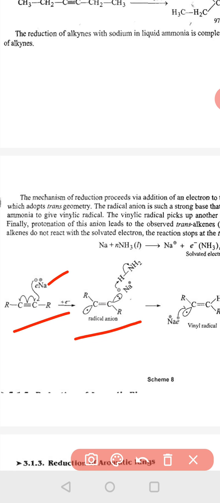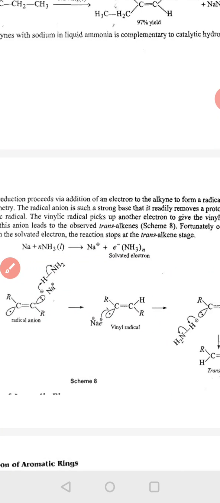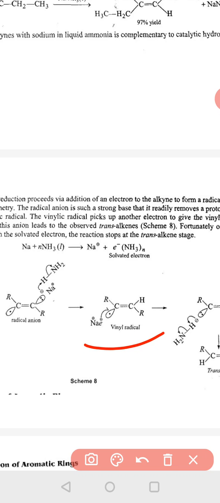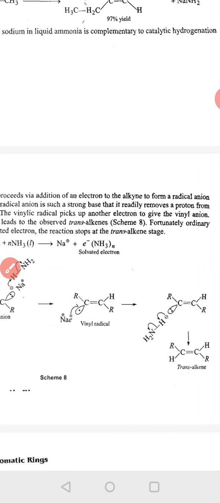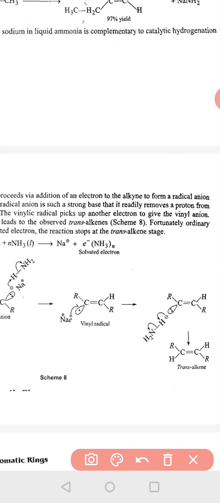In the next step, since this radical anion is a very strong base, it readily abstracts a proton from ammonia, and a hydrogen is attached to this carbon. This is the vinyl radical. This vinyl radical again abstracts an electron from sodium and it gives an anion, and this anion takes up a proton from ammonia and we get the trans alkene.